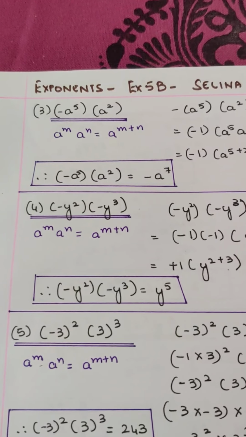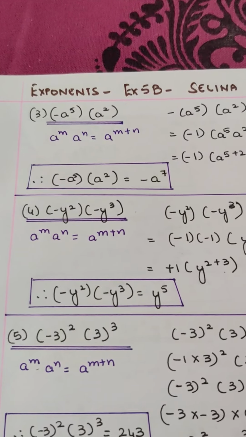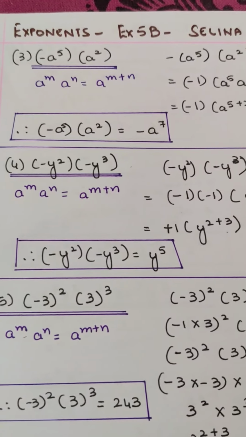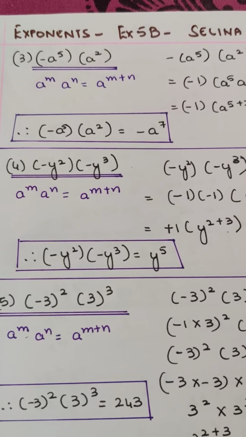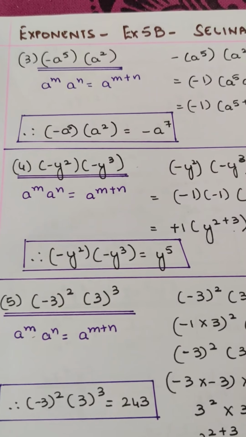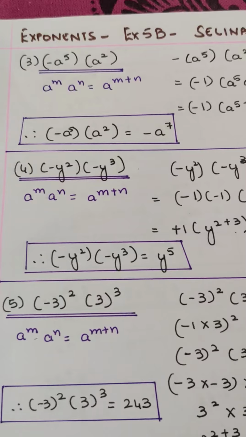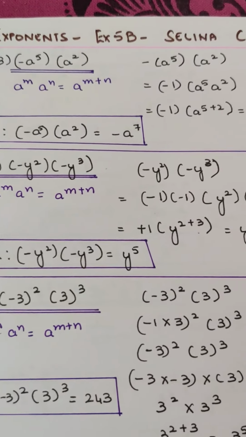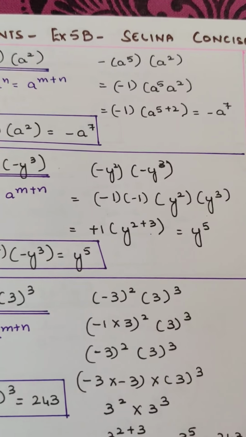Here you didn't have any numerals or different bases. It was just a single base with a. Next sum also very simple. Minus y square into minus y cube. Again here you will have to use the product law. A to the power of m into a to the power of n is equal to a to the power of m plus n. Here minus y square into minus y cube.